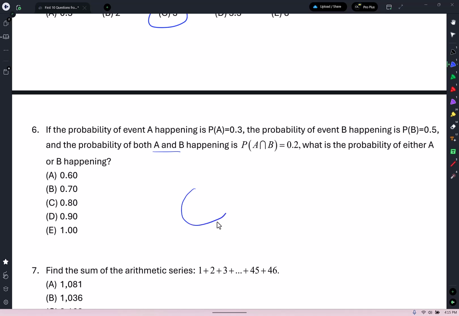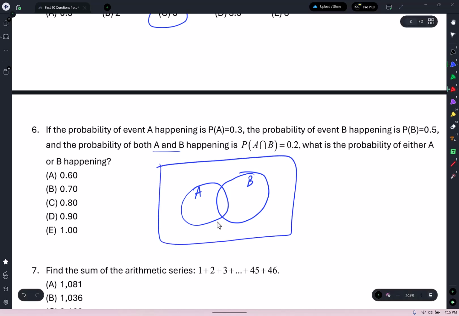Okay, so do this. Do a circle and do another circle overlapping. I'm going to call this A. I'm going to call this B. I'm going to put this in a rectangle. And this is a big one that I want. This stands for probability of A and B. And I'm going to put this right smack in the middle, 0.2.